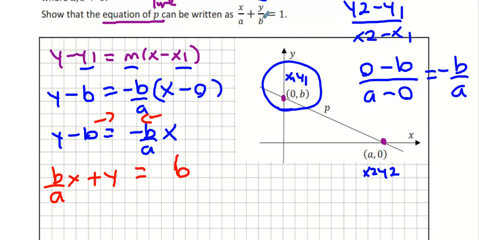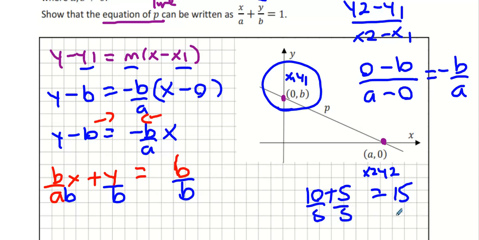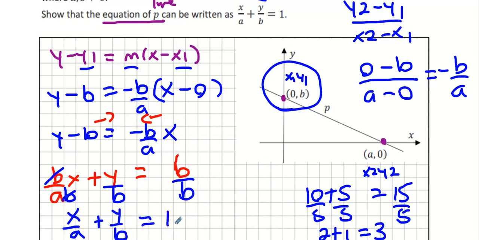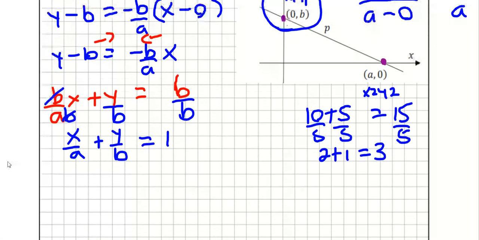Now here's what I'm thinking about doing next. I see there's a b on the bottom, y over b. So I'm going to divide both sides by b, because b divided by b is 1. Then I'm going to get y over b, and b over a b. Dividing both sides by the same number works. Example, 10 plus 5 equals 15. If I divide both sides by 5, you're going to end up with 2 plus 1 equals 3. That's essentially what I'm doing here. The b's cancel. I'm going to be left with x over a, y over b, and b over b is going to be 1. Bit of gibberish at the end, but look, you get most of the marks for attempting anyway.